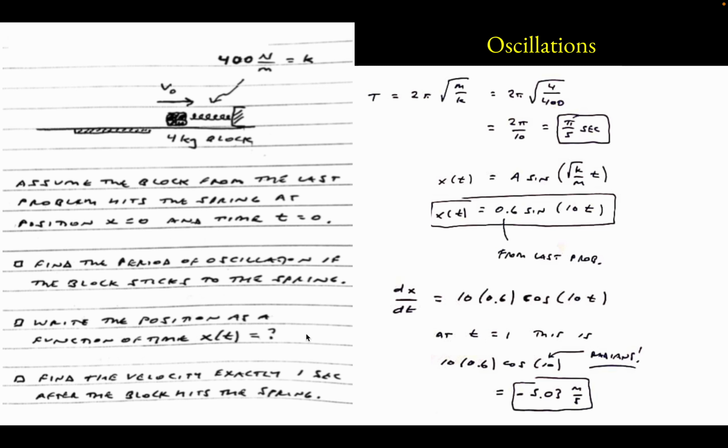And then we're supposed to find it exactly 1 second after. So you'd plug in 1 for t. And then just make sure you're in units of radians on your calculator. And 1 second after it hit, this thing would be going, say, 5.3 meters per second going backward, or to the left.